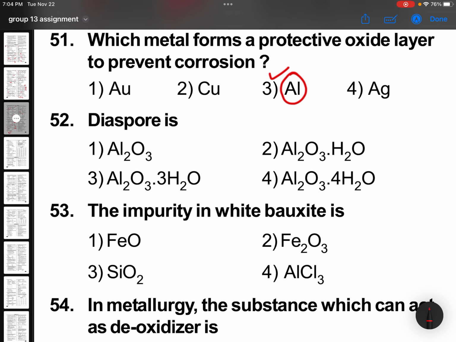Diaspore, corundum, bauxite and gibbsite. This is corundum, this is diaspore, this is bauxite. Bauxite is not there, this is gibbsite. If 2 is there, this is bauxite. So the answer is this one.